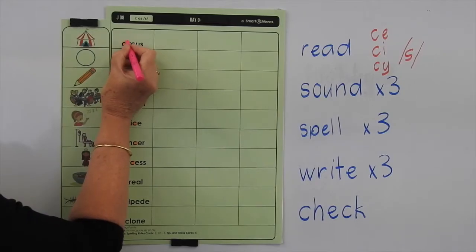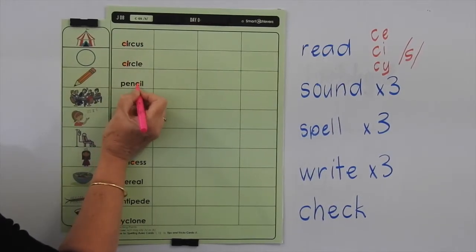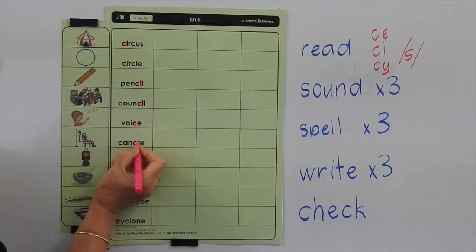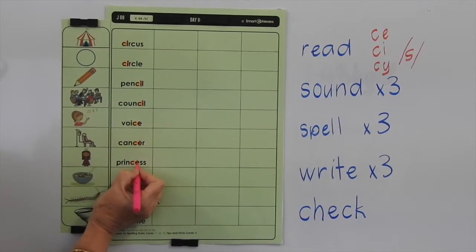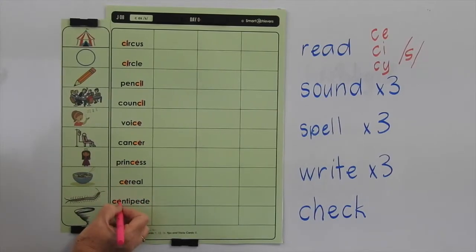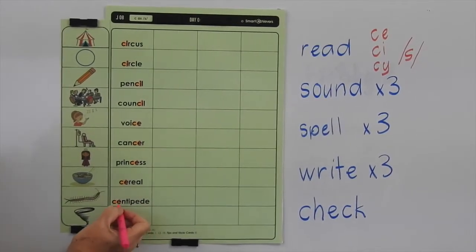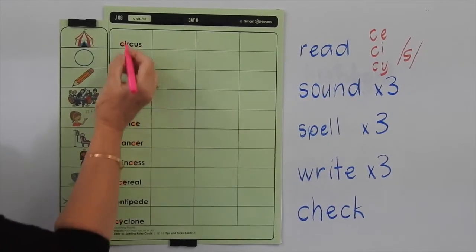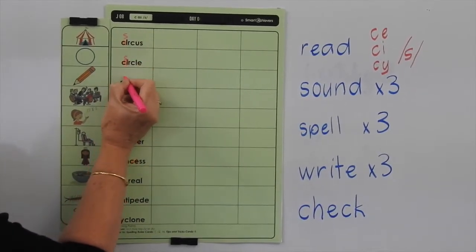So the C-I, C-I, C-I, C-I, C-E, C-E, C-E, C-E, C-Y. So whenever we see C-I, C-E or C-Y in a word, we know we're going to say S.